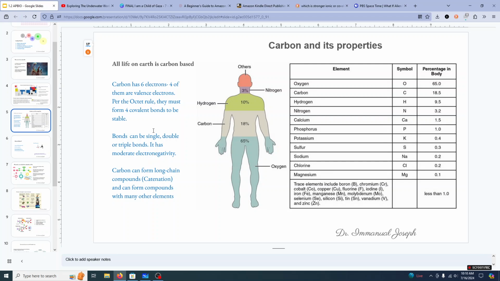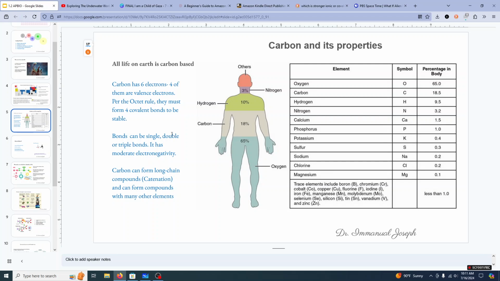So again, it can have 4 single bonds, it can have 2 single bonds and a double bond, or it can have a triple bond and 1 single bond, and so on, right? So it has all of these combinations. Also, carbon has a low electronegativity. Just to recap, electronegativity is the ability to attract electrons. So carbon has an electronegativity of 2.6. Hydrogen has an electronegativity of 2.2. So it's very close to hydrogen in terms of its electronegative capabilities.